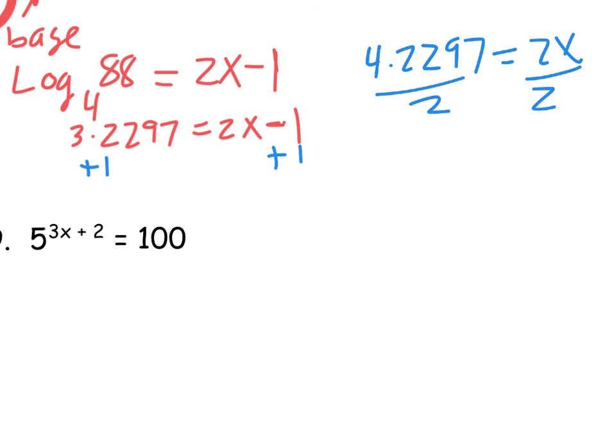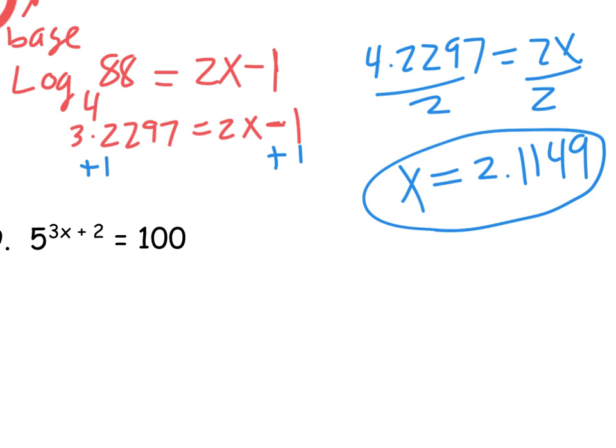4.2297 divided by 2. And it's that simple. X equals 2.114. We'll say 9. We'll just round it. Even if you put 2.11, that would be fine. There's your answer. And we're good to go.